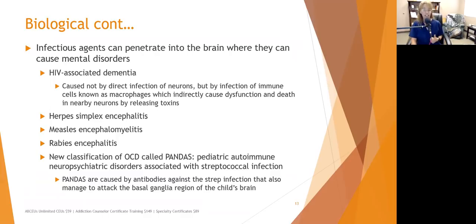Herpes simplex encephalitis. Sometimes when people get herpes, it can migrate to their brain and cause their brain to swell. Measles encephalomyelitis can cause the brain to swell. Rabies encephalitis, all of these obviously are penetrating into the brain and causing physiological disruption in the neurons in the brain. And there's also a new classification of obsessive compulsive disorder called PANDAS, or pediatric autoimmune neuropsychiatric disorders associated with streptococcal infection, which basically means the kid got strep and the strep went to the brain. The strep infection somehow manages to attack a part of the brain called the basal ganglia, which results in OCD, or obsessive compulsive disorder symptoms.